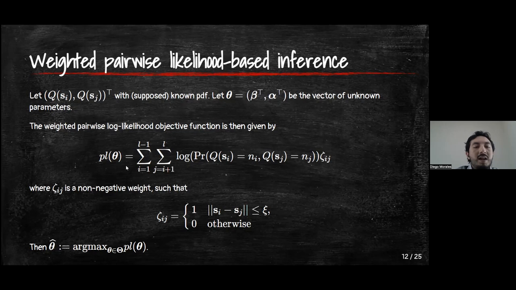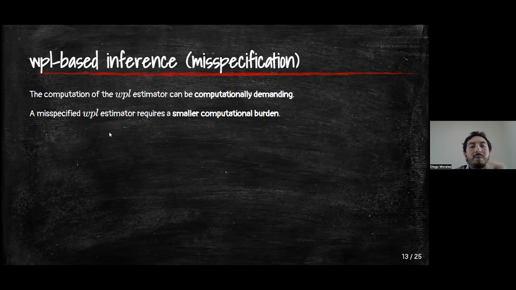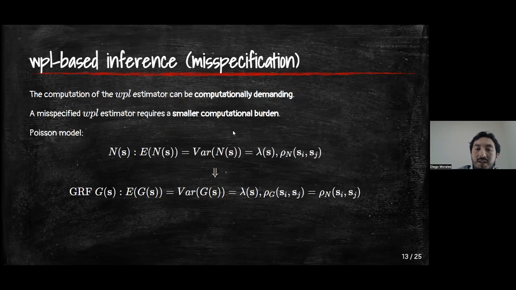As I told you before, the expression for the bivariate distribution has a high computational cost. So for large data sets, we propose a misspecification of the weighted pairwise likelihood inference. This estimator has a smaller computational burden. We define the misspecification by assuming a Gaussian random field, but with the expectation and the variance equal to lambda s, and the correlation function of the Gaussian random field equal to the correlation function of the Poisson random field. So in this case, the correlation function is not a parametric correlation function.